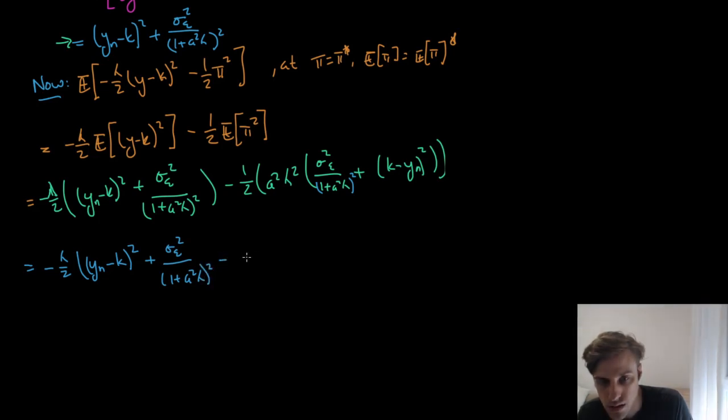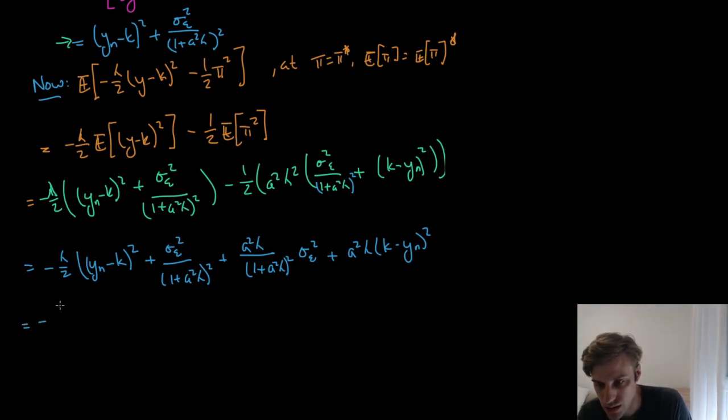Minus, I'm going to factor through a squared lambda. One lambda went out to the front when I factored that out. So I get a squared lambda over (1 plus a squared lambda) squared, sigma epsilon squared. And this is plus as well. I apologize because I factored out the minus sign. So this is plus and this is plus. Plus a squared lambda (k minus yn) squared. I see a (k minus yn) squared here, a (k minus yn) squared here. I can combine these, and I can also combine the epsilons.